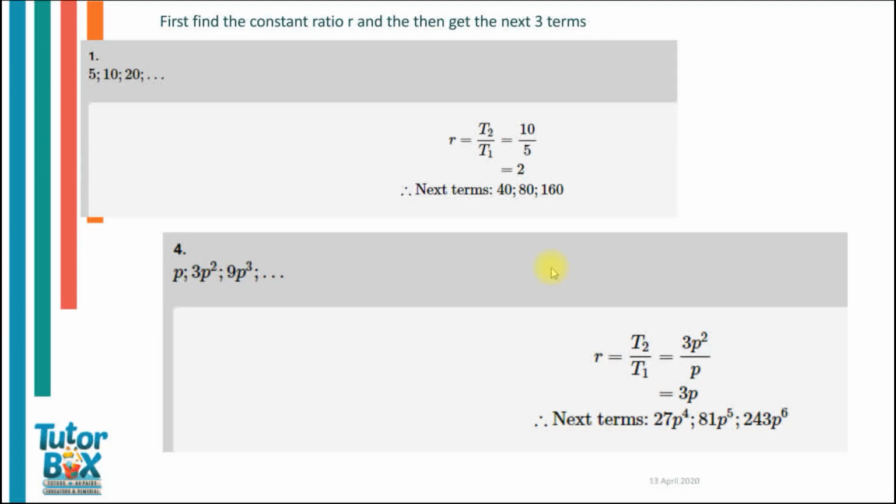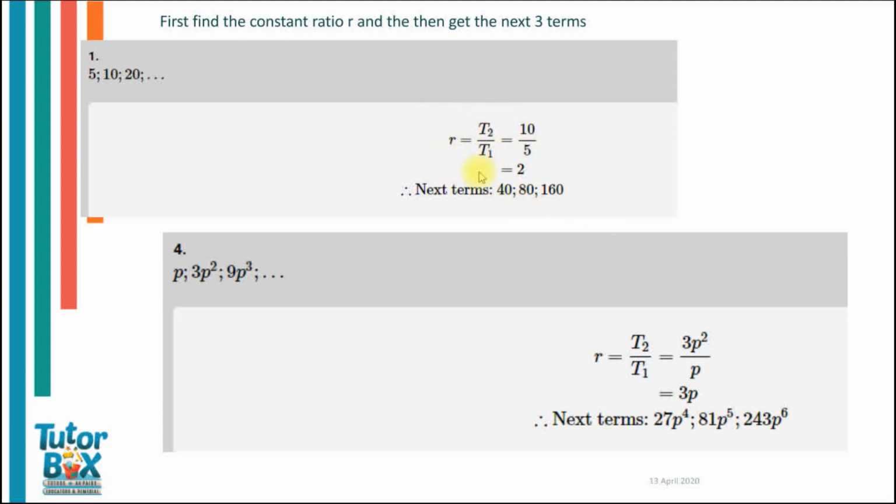Let's look at these examples. First find the constant ratio R and then get the next three terms. We have 5, 10, 20, and so on. To get the constant ratio, let's start with T2 divided by T1, which gives 2. To check whether the constant ratio applies to all the terms, I can take 20 divided by 10 and I get 2, which is the same R that I got previously.